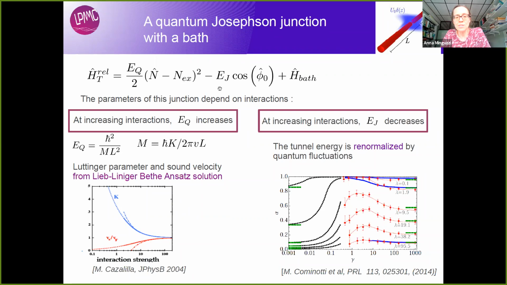In particular, the quantum energy increases as it depends on the Luttinger parameter kappa, which decreases at increasing interaction. And on the other hand, at increasing interaction, the tunnel energy decreases. And this second effect is due to the fact that the tunnel energy is renormalized by the quantum fluctuations. And in particular, as we had demonstrated in a previous paper, the tunnel amplitude decreases at increasing interaction.